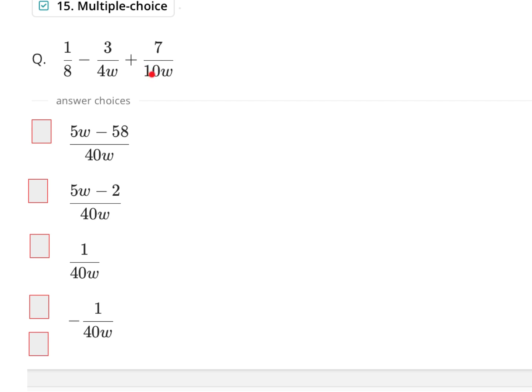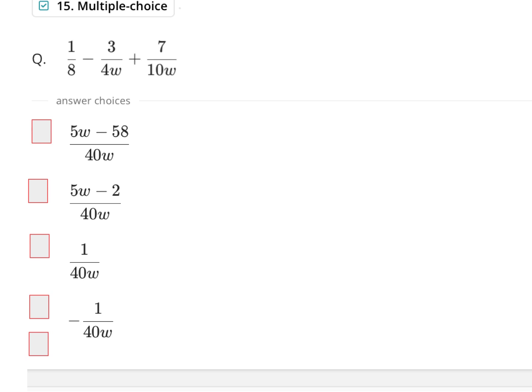So now think 20. 10 times 2 is 20. Could you change 4 to become 20? Yes. Could you change 8 to become 20? Nope. Okay, so now times 3. That'd be a 30. Could you change 4 to become 30? Nope. How about times 4? That'd be a 40. Could you change 4 to become 40? Yes. Could you change 8 to become 40? Yes. So we know that the LCD is 40W.